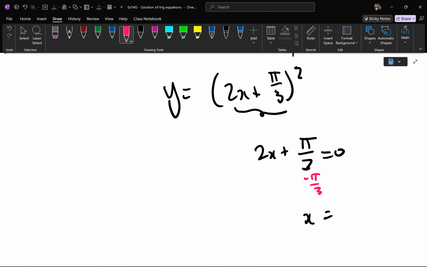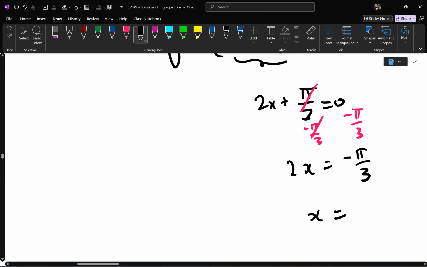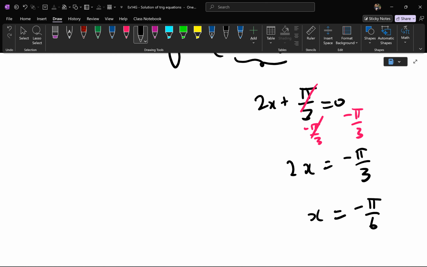Minus pi on 3 on both sides. Cancels out. You get 2x is equal to negative pi on 3. X will equal to, divide both sides by 2. Hopefully you know how to do the fractions bit here. Negative pi on 3 divided by 2 is the same thing as timesing half. What does that minus pi on 6 tell me? Left or right? Left. If it's negative, it moves left. So this one tells me left by pi on 6.